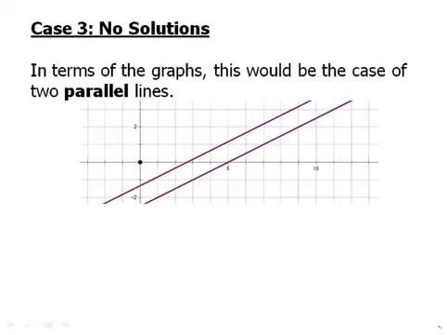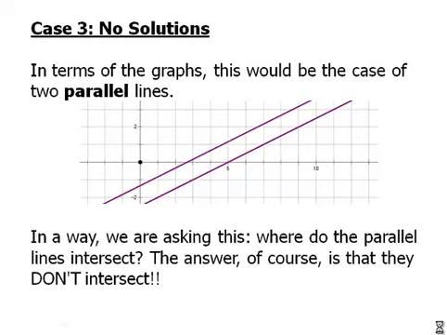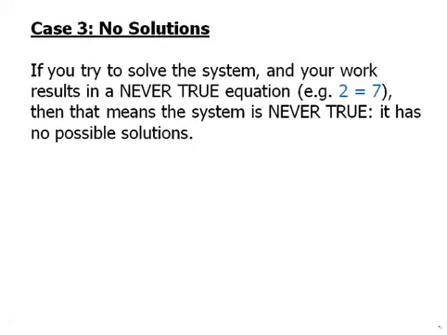In terms of the graph, this would be the case of parallel lines. We pick two lines at random, and just by pure chance, we happen to pick two parallel lines. In a way, we're asking, where do the parallel lines intersect? The answer, of course, is that they don't. Parallel lines never intersect. If you try to solve the equation and your work results in a never true equation, something like 2 equals 7, then it means that the system is never true. It has no possible solutions.